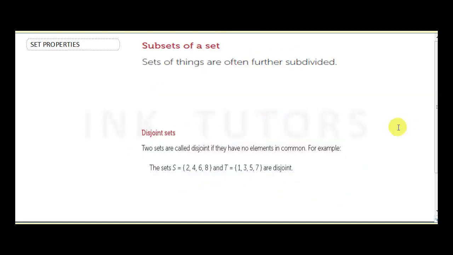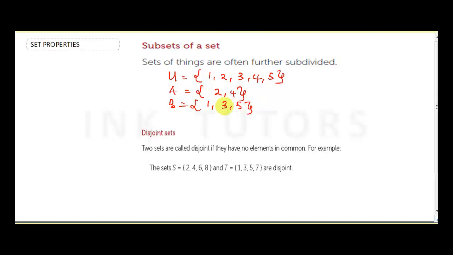Okay, so the next thing we're going to be talking about is a subset of a set. For instance, let's say U is a universal set, and U contains 1, 2, 3, 4, and 5. We have our A to contain the even numbers, which are 2 and 4, and we have our B to contain the odd numbers, which are 1, 3, and 5. Then we can say A and B are subsets of U. So U is the parent set, A and B are seen as the child sets.